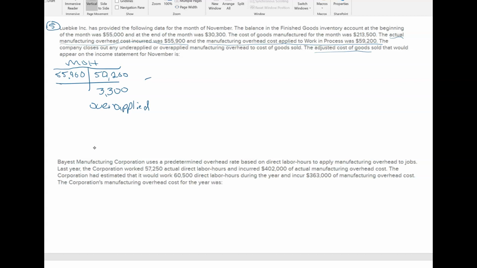So to calculate our adjusted cost of goods sold, we're going to take the beginning finished goods inventory, add in cost of goods manufactured, subtract ending finished goods, and then here we have over applied, so we will subtract the manufacturing overhead over application.